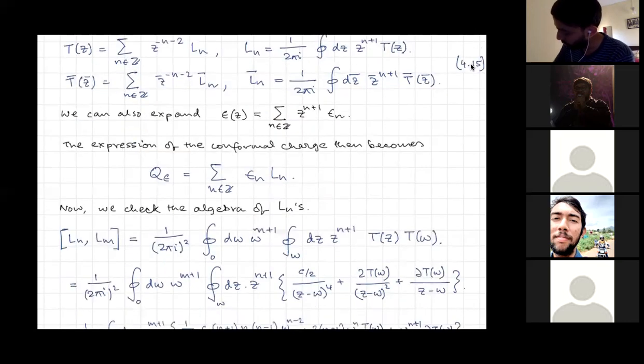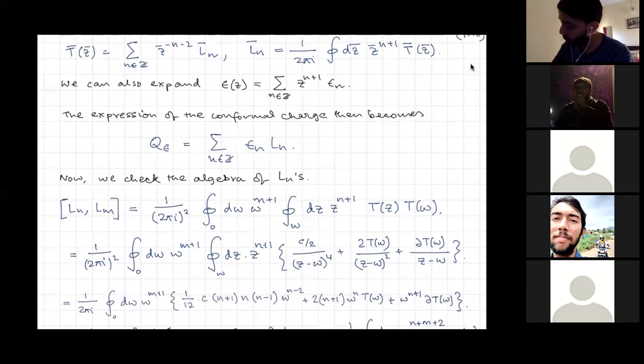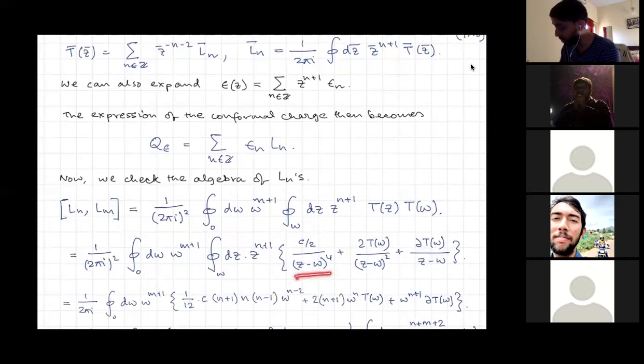Now we want to use the OPE here, so we have c over 2 times 1 over (z minus ω) to the 4, plus 2T(ω) over (z minus ω) squared, plus ∂T(ω) over (z minus ω). So we have just put in the OPE here. Now what do we have to do? We are going to do the first integral on z. This is a pole of order 4, so you need to actually differentiate this expression.